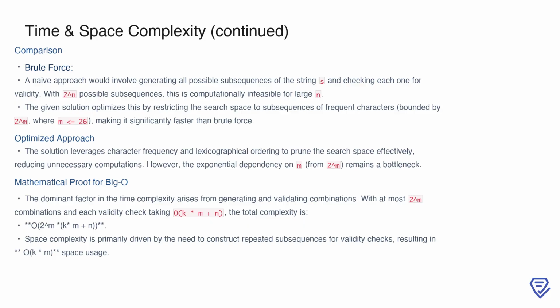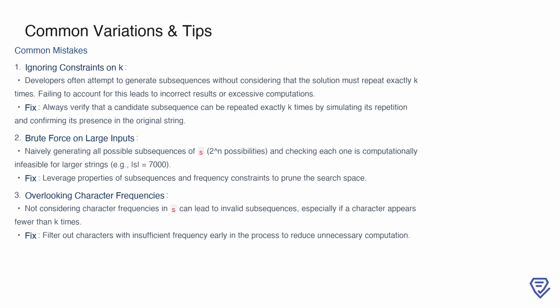In terms of mathematical proof, the time complexity stems from generating and validating combinations. With at most 2^m combinations and each validity check taking k * m + n, the total complexity is 2^m * (k * m + n). Space complexity, primarily driven by the subsequence construction, is O(k * m), as discussed earlier. When solving this problem, there are a few common mistakes to watch out for.